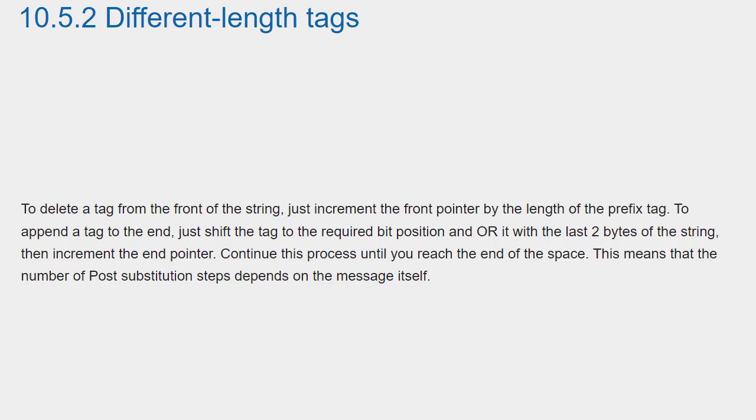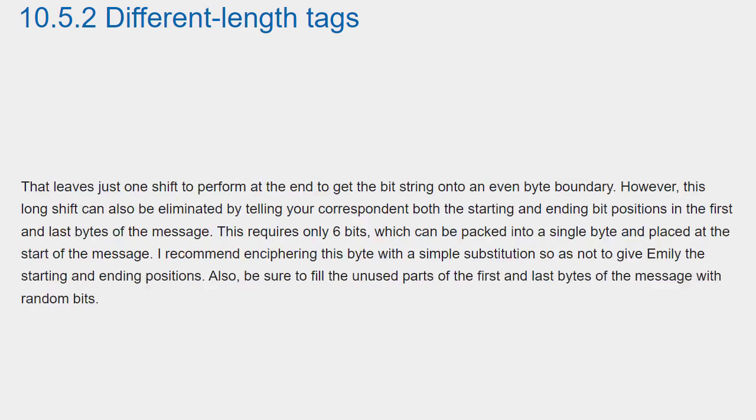To delete a tag from the front of the string, just increment the front pointer by the length of the prefix tag. To append a tag to the end, just shift the tag to the required bit position, and OR it with the last 2 bytes of the string, then increment the end pointer. Continue this process until you reach the end of the space. This means that the number of post-substitution steps depends on the message itself. That leaves just one shift to perform at the end to get the bit string onto the even byte boundary.